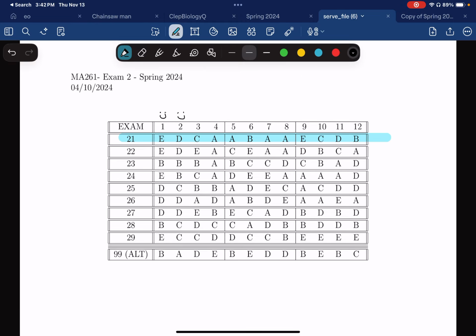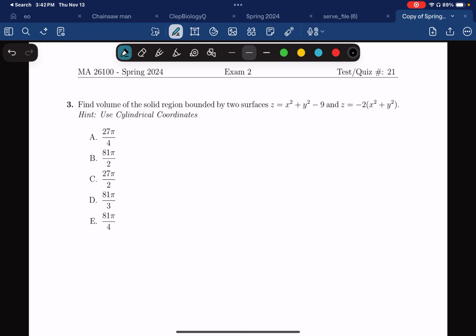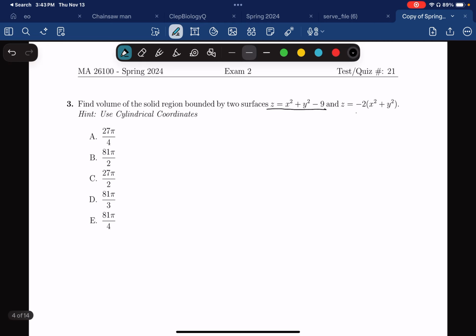D. Okay, number 3. Find the volume of the solid region bounded by two surfaces, z equals x squared plus y squared minus 9, and z equals -2 times the value of x squared plus y squared. They say use cylindrical coordinates. I'm just going to use polar coordinates.